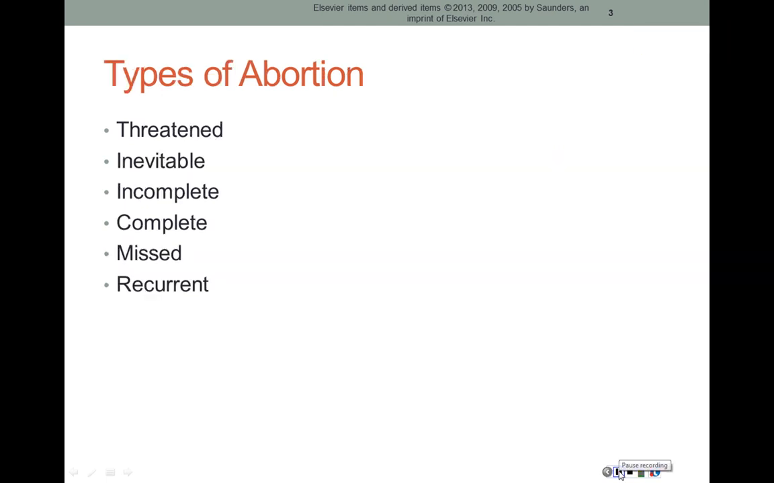So, types of abortion. The first one really is threatened. This is where we have vaginal bleeding, and most pregnant women have vaginal bleeding. But we need to make sure that the women who do have vaginal bleeding let the physician, the healthcare provider, know, because usually about half the time these embryos and fetuses will not survive.